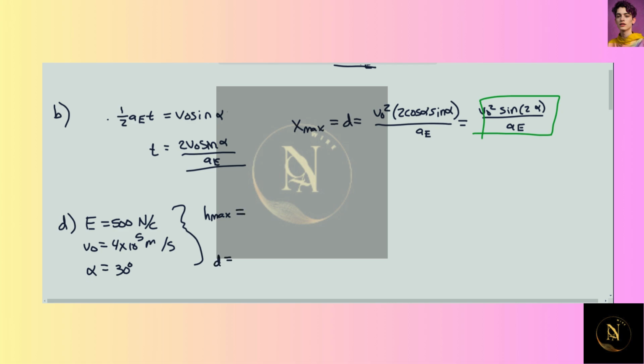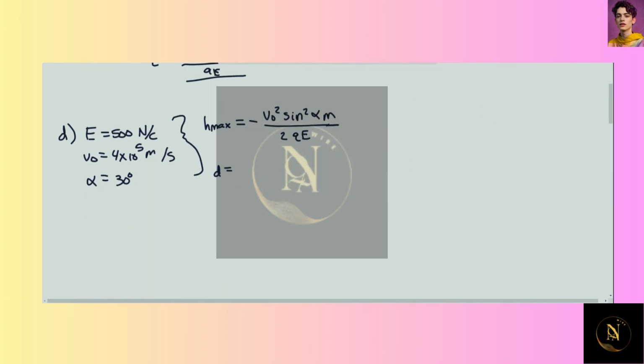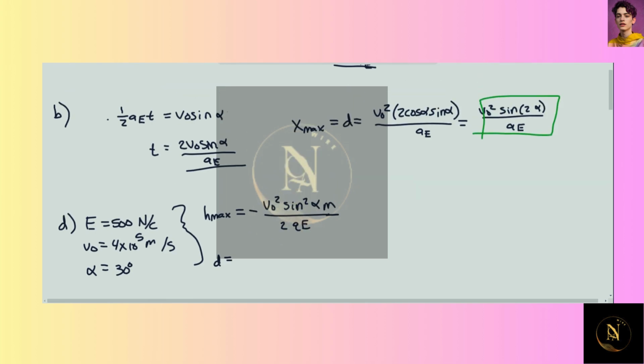H max we had was negative v sub 0 squared sine squared alpha over 2 a sub e. A sub e was q times e over m. We'll bring m up to the top. And d was equal to v sub 0 squared times the sine of 2 alpha over a sub e. Same thing. A sub e is q times e over m. And bring m to the numerator. And now you can just plug in values.